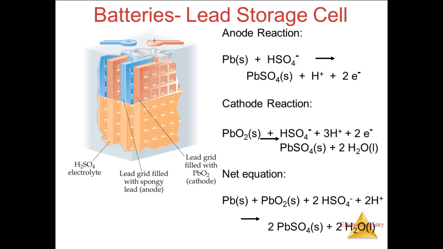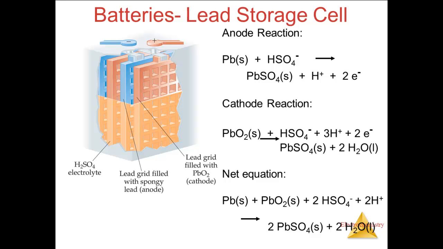The net reaction is the reaction of lead metal with lead-4 oxide in the presence of hydrogen sulfate ions and hydrogen ions to make lead-2 sulfate and water. The advantages of this type of cell are: 1. The product is the same for both the oxidation and the reduction. 2. Most reactants and products are solids. And 3. No gases are produced.